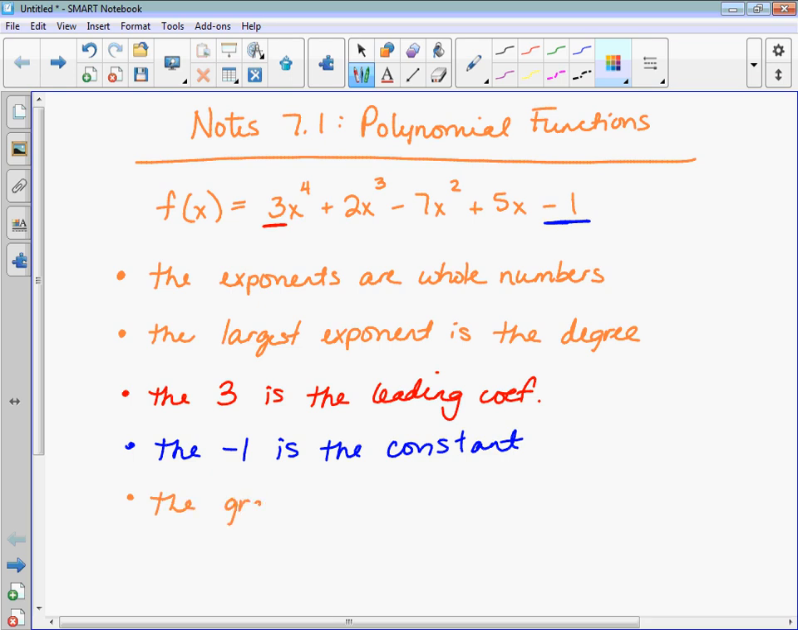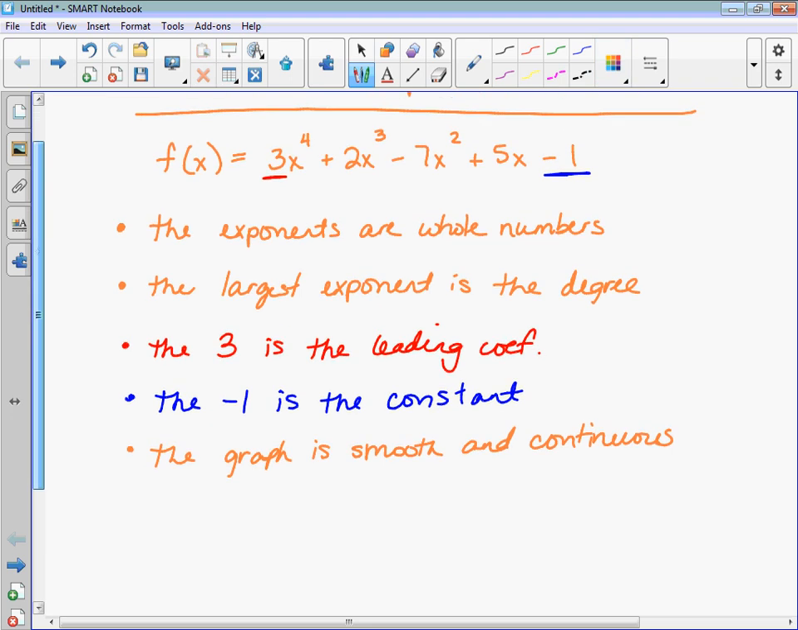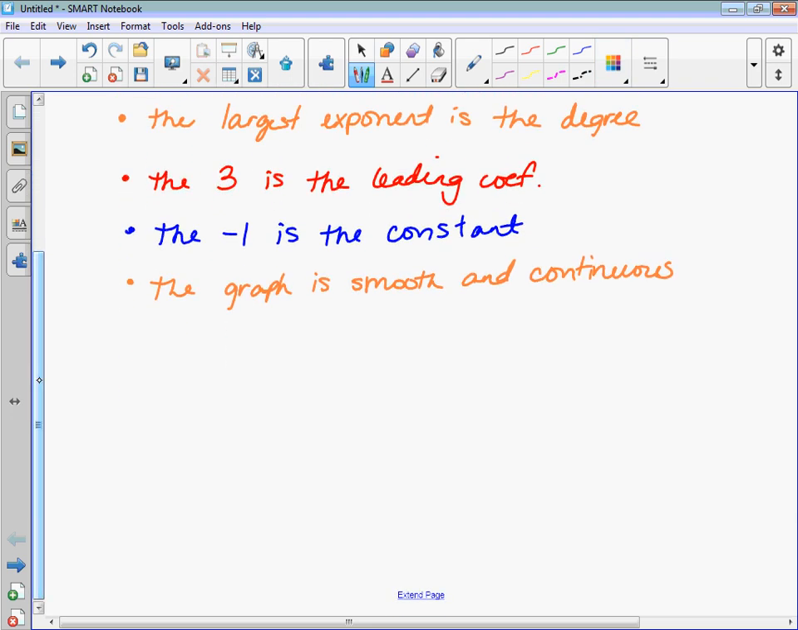The graph is smooth and continuous. So last unit when we did poles, asymptotes, jumps, if you have any of those discontinuities, it is not a polynomial. Okay. All right.